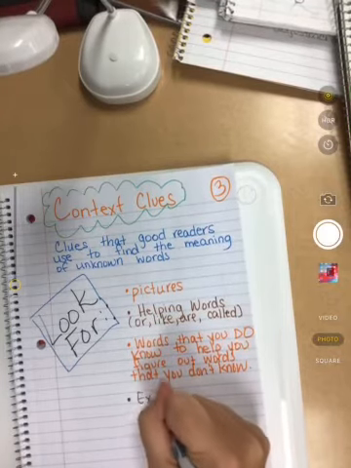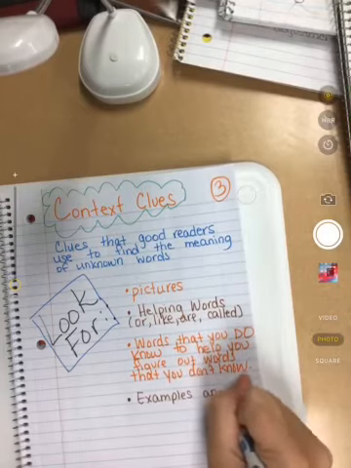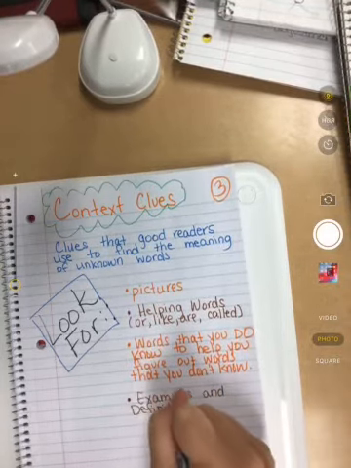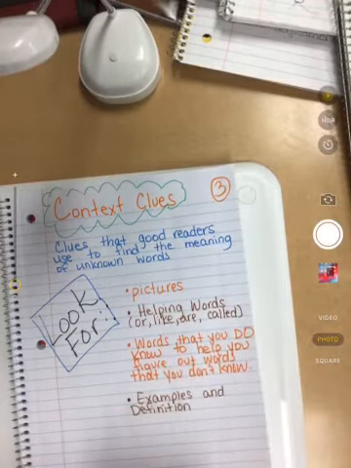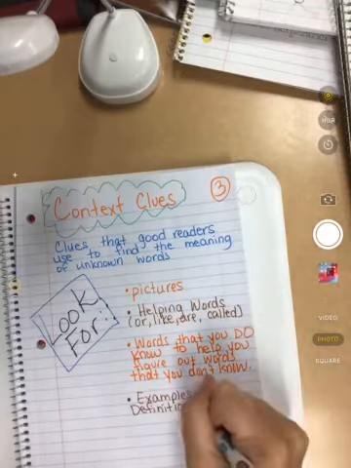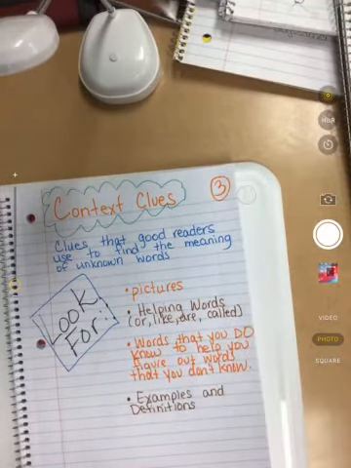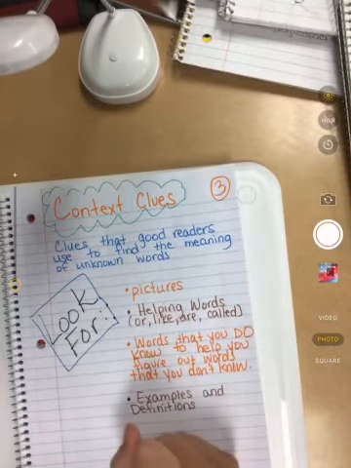Examples and definitions. A lot of times authors will give you this in your book if you again read around the word. It will help you to get meaning, and maybe your meaning isn't like the exact dictionary definition meaning, but it'll be enough that you will understand what the author is trying to say to you so that you don't lose comprehension.